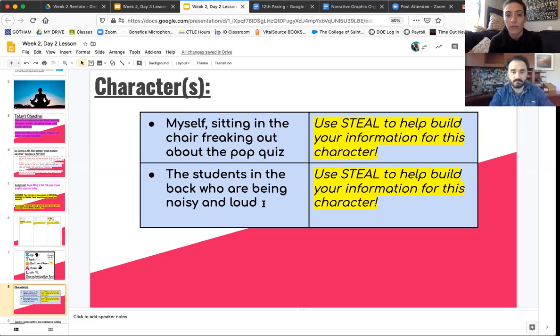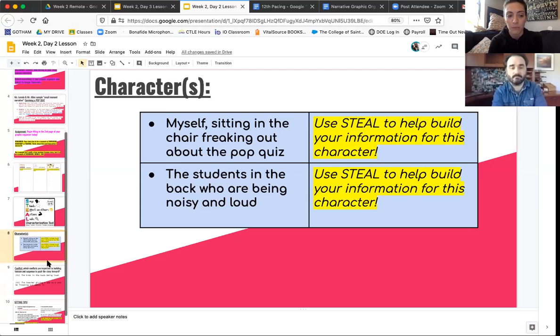Another character that you could focus on is the kids in the back, right? And giving some description to what they look like, what they sound like, what they're saying, what they're doing, all those types of things to help you build the character.